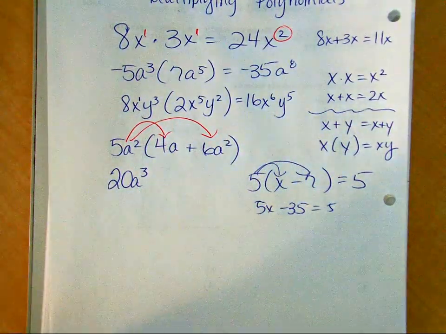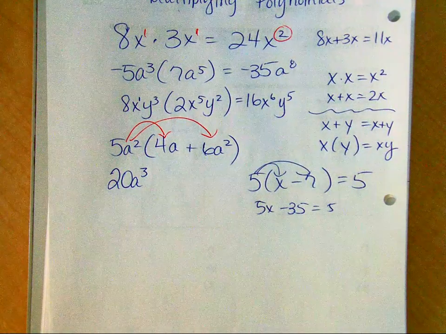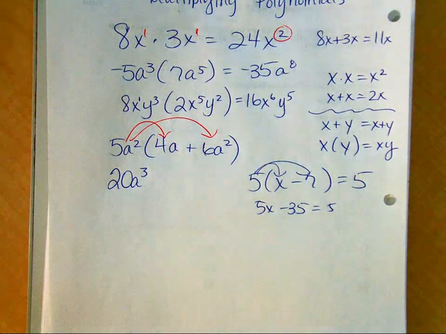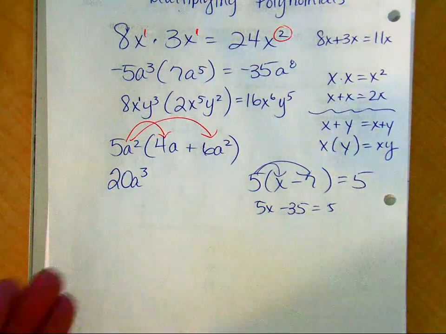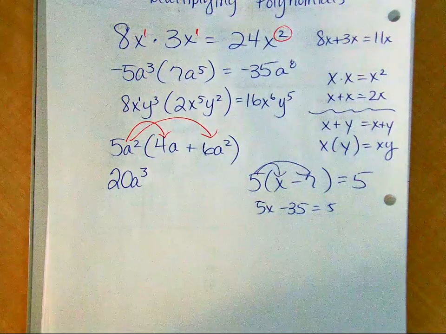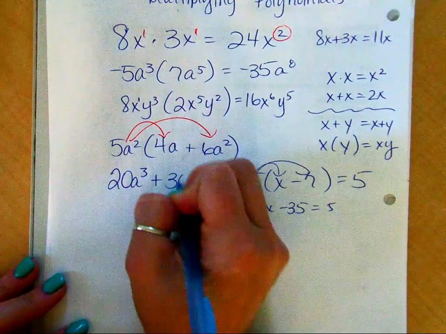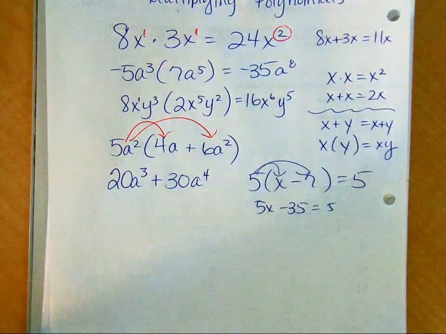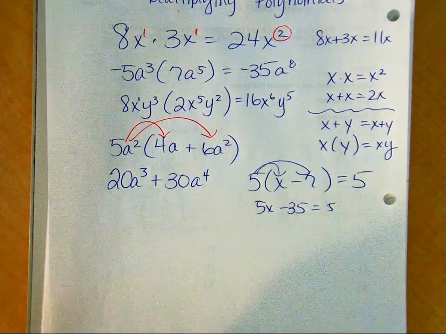Now I have to multiply the 5a squared times the 6a squared. Oh, this is like torture. Because yesterday I asked you to do 5a squared plus 6a squared, and it was 11a squared. Today it's what? 30a to the 4th. Oh my gosh, Mrs. Z, make up your mind. You want me to add them or not? Well, it depends on what I'm asking you to do with them, right? So, we're going back to doing that today.